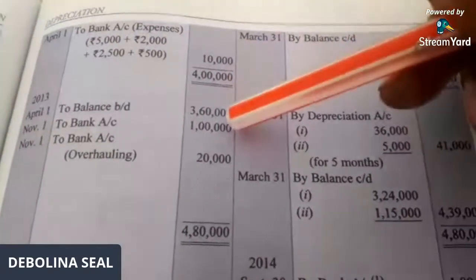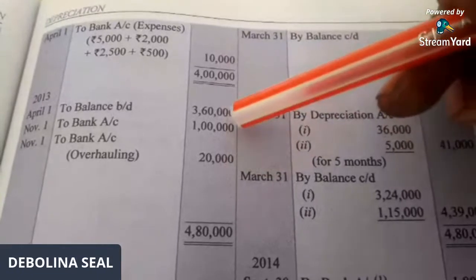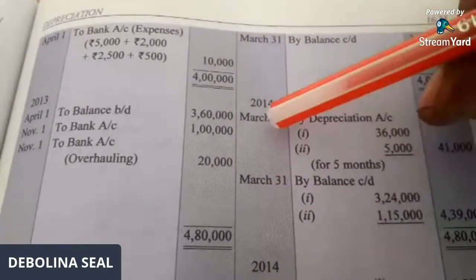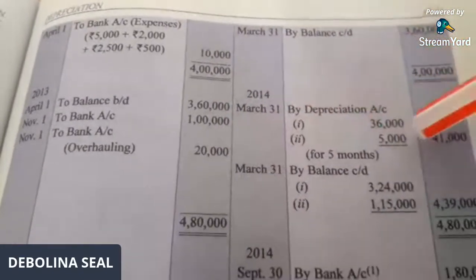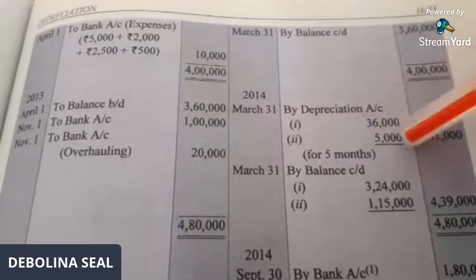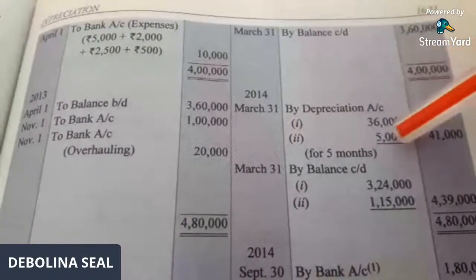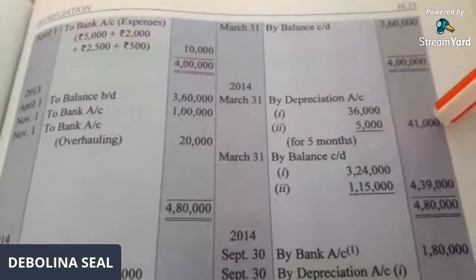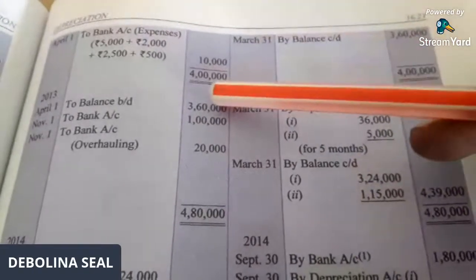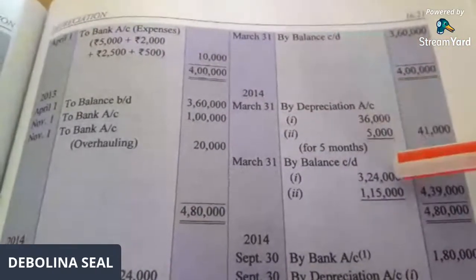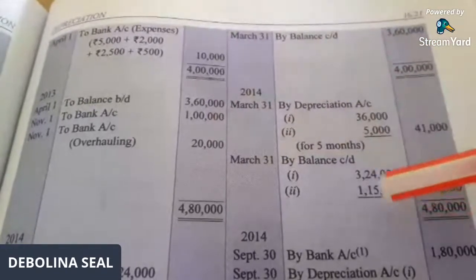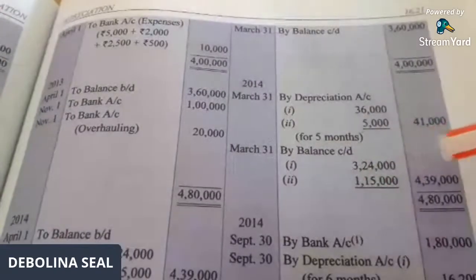And what is the cost price of the second machine? 1,20,000. So 1,20,000 into 10% you will do, and for 5 months, so it will be 5 by 12. So your calculation will come to 5,000 on the second machine. So together, if you add both the depreciation of machine 1 and machine 2, it comes to 41,000. Done. Next, how you are going to calculate this balancing figure? From 3,60,000 you subtract 36,000, so you will get 3,24,000, and from 1,20,000 you subtract 5,000, so it will get 1,15,000. So it is 4,39,000.